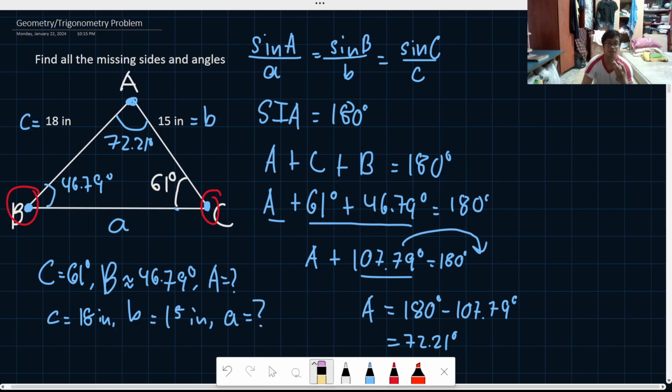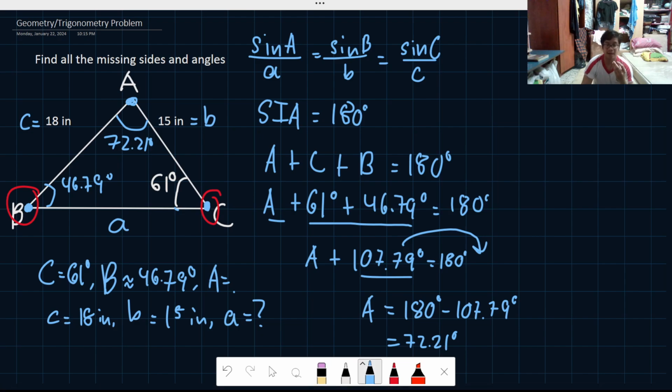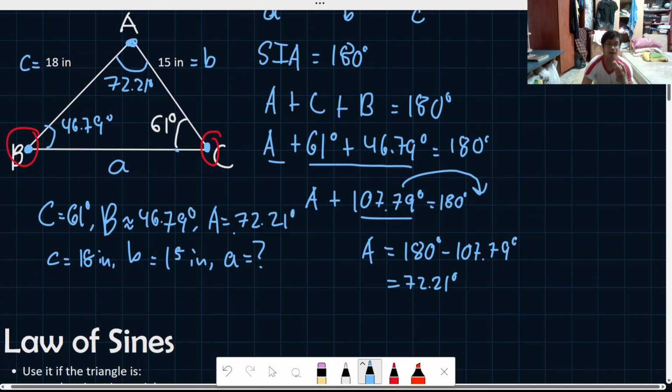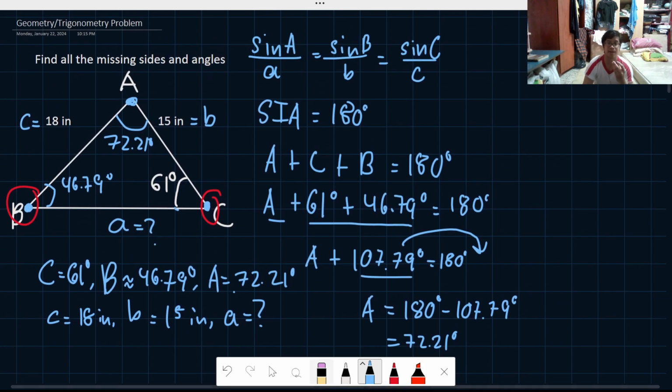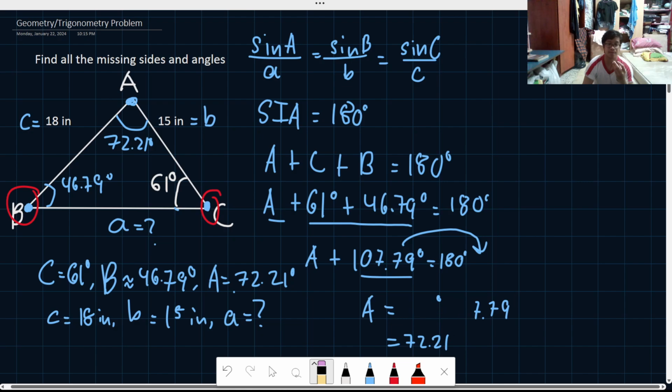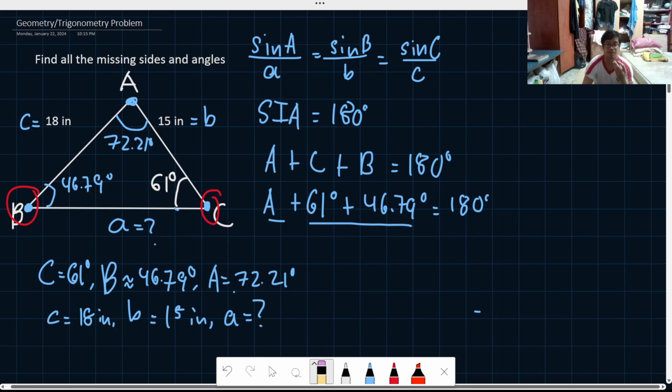So now every angle is now given. Now, how about side A? This is the only missing side that we are going to find. So what are we going to do? How are we going to find it? By the way, I'm erasing the writing here. So if you want to see the solution, you can just pass backward.